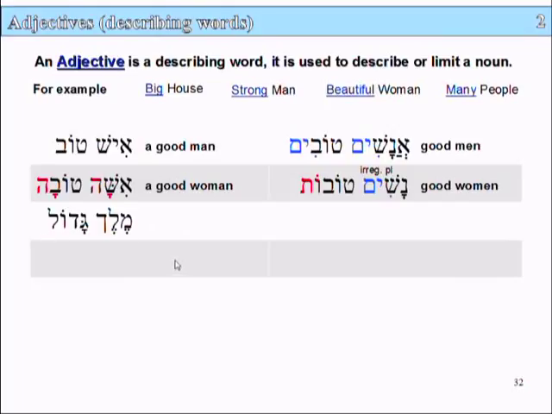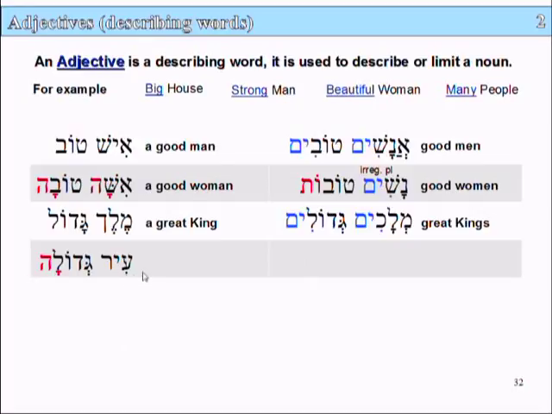Melech gadol, a king, great, a great king, becomes melachim gedolim, great kings. So we can see that the adjective has the same plural ending as the noun.